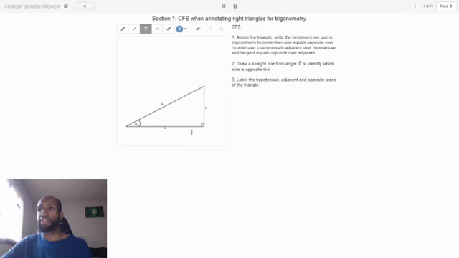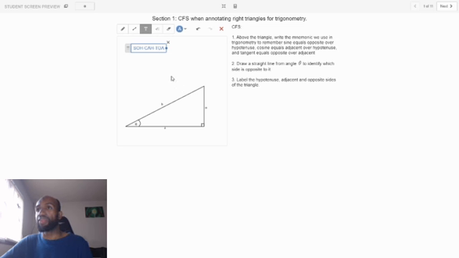Here, we have our right triangle, and criteria for success says that we are to put in our mnemonic right above our triangle. If you remember from before, our mnemonic is SOHCAHTOA, which helps us to remember that sine is equal to opposite over hypotenuse, cosine is equal to adjacent over hypotenuse, and tangent is equal to opposite over adjacent.